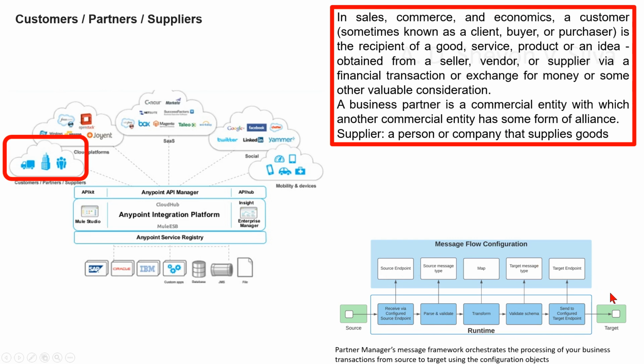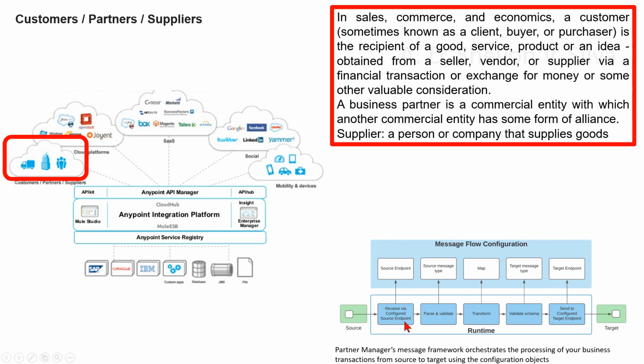And here you can see source is connected to receive via configured source endpoint. Receive via configured source endpoint, parse and validate, transform, validate schema, and send to configured target endpoints are in runtime here. Here the receive via configured source endpoint is connected to the source endpoint. Here the source endpoint, source message type, map, target message type, and target endpoints are in message flow configuration.